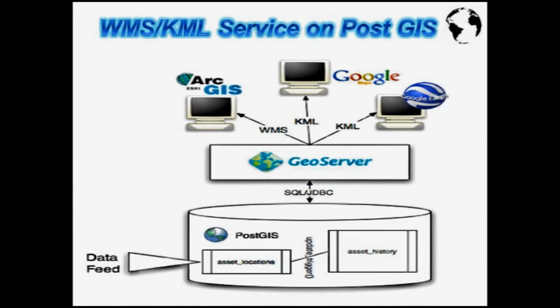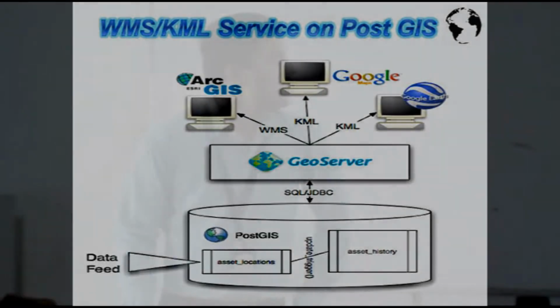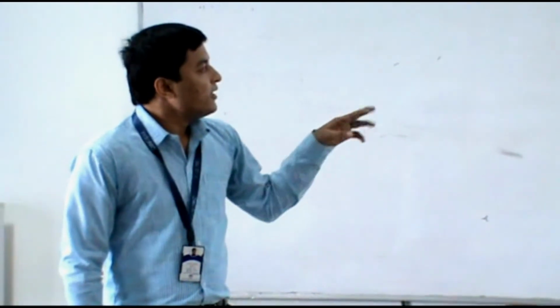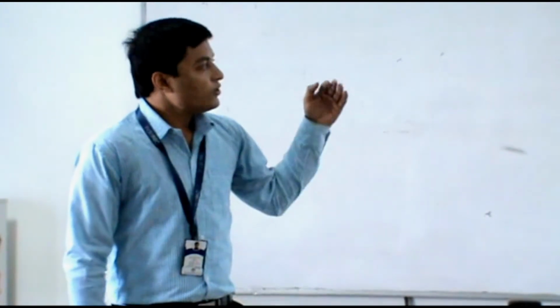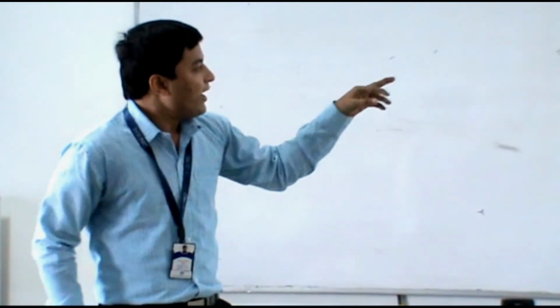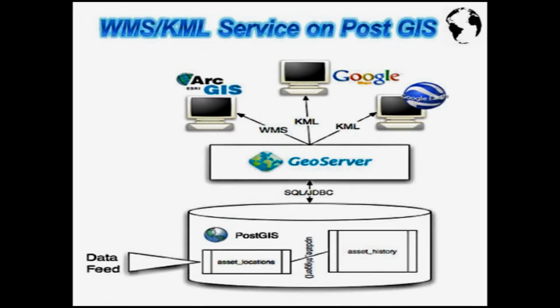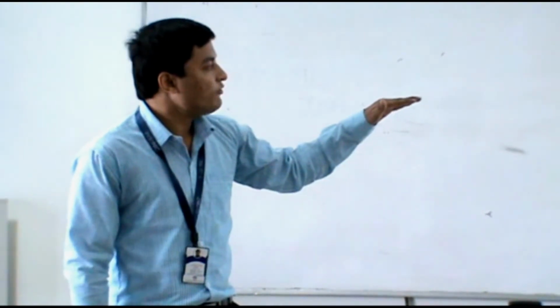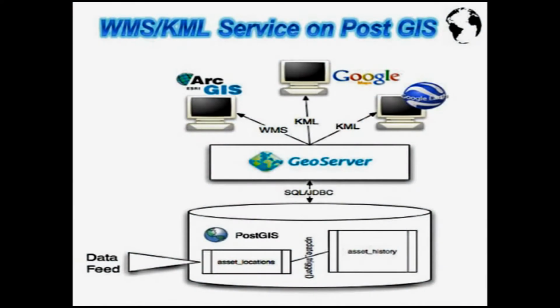This is the WMS and KMS service on the PostGIS. So this language is used for getting the data. WMS and KMS, knowledge management language. Google Earth, Google Maps, and ArcGIS use this type of language. Then the user fires the query, which goes to the Geo server, and this goes to the database. The database has asset history, asset location, and data fields. All the data is stored in SQL JDBC format, and when the user fires a query, it is fetched using the KMS or WMS language from the Geo server.